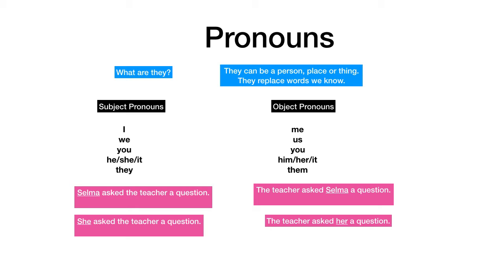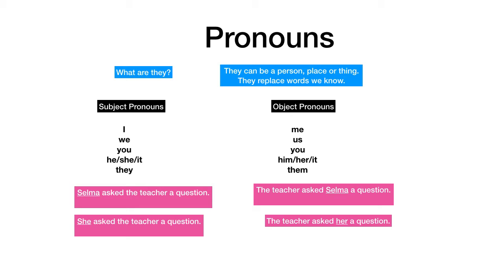So subject pronouns are words that you know: I, we, you, he, she, it, they. These are subject pronouns. They can replace other nouns, words that we know. And for instance, Selma asked the teacher a question. Selma asked the teacher a question. She asked the teacher a question. She is the pronoun, the subject pronoun.